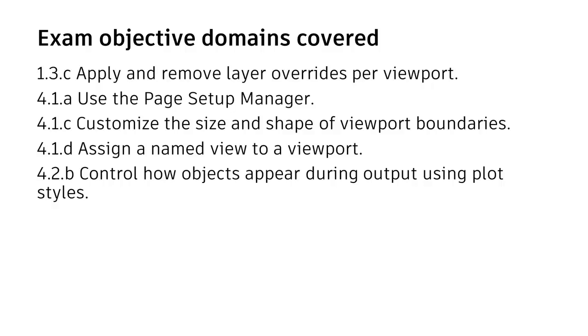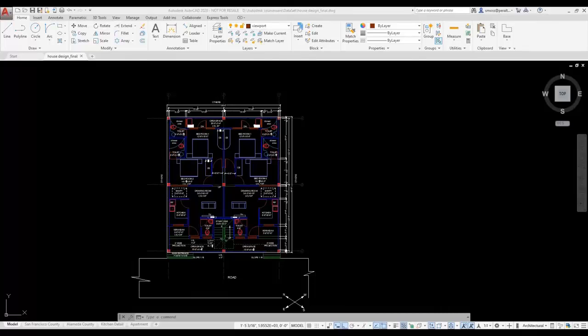The Page Setup Manager is a helpful tool when I'm ready to add some layouts. One of the viewports on the sheet will be used to display a named view, and I want to plot that sheet using grayscale, so I'm going to apply a plot style to that sheet. I also will use layer overrides to control the properties of some of my elements in the viewports in order to comply with each county's requirements. I'm going to start working with a layout called Kitchen Detail.